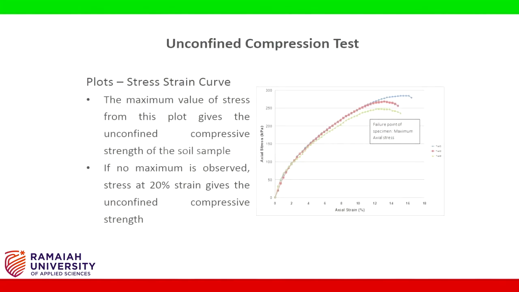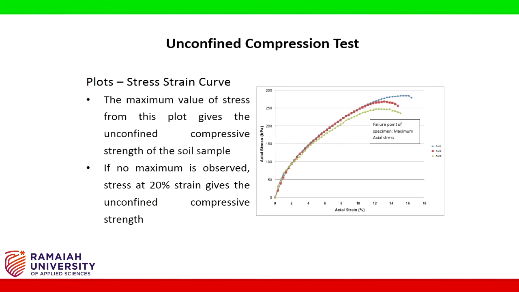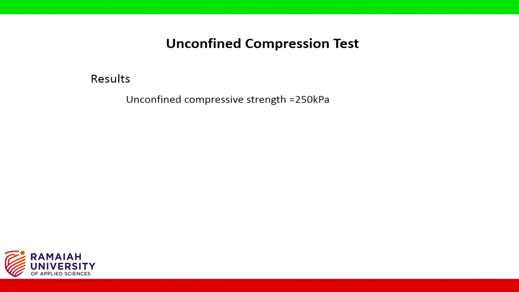The stress-strain curve obtained is as shown in the figure. The maximum value of stress from this plot gives the unconfined compressive strength of the soil sample. If no maximum is observed, stress at 20% strain gives the unconfined compressive strength. Results. Unconfined compressive strength in terms of kilopascals is presented.